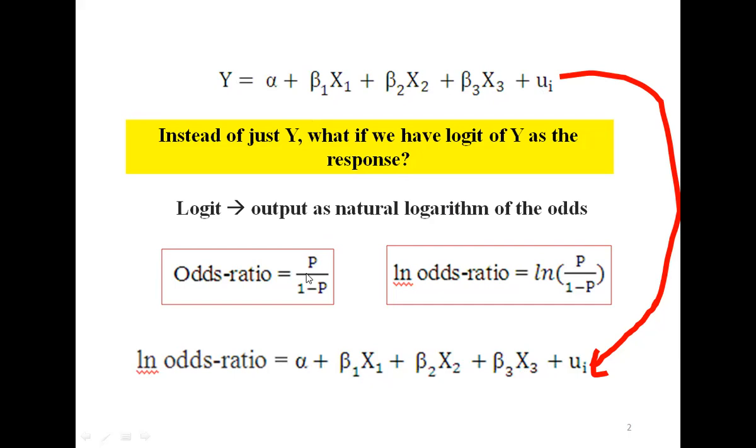Odds ratio is p upon 1 minus p. P is the probability of the event happening, and 1 minus p refers to the probability of the event not happening. So it is all about the probability.